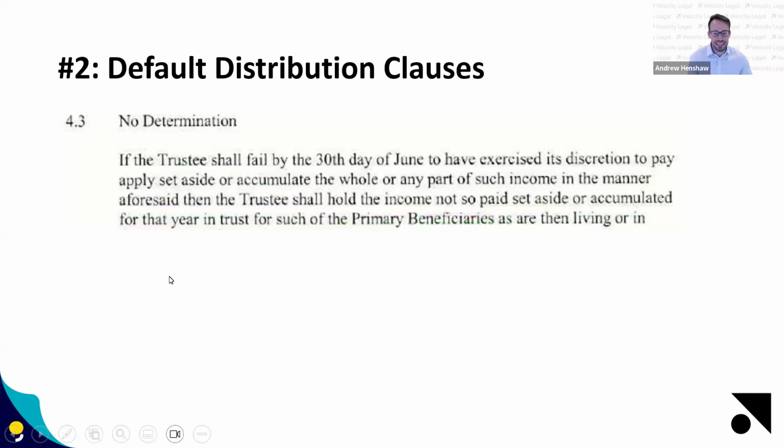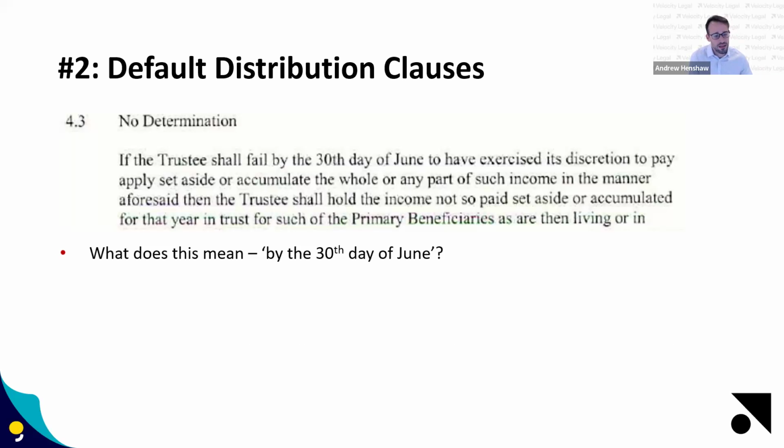What you want is, and this is an example of an older trust deed that just came across my desk recently: if the trustee fails by 30th of June to exercise their discretion, then the income is set aside, essentially. Now, again, this is sort of problematic. What does it mean by the 30th day of June? Does that mean the end of the 30th day, or the start of the 30th day? In both cases, it's a bit of a problem, because if it's the end and you don't make it, you're in the BRK situation.